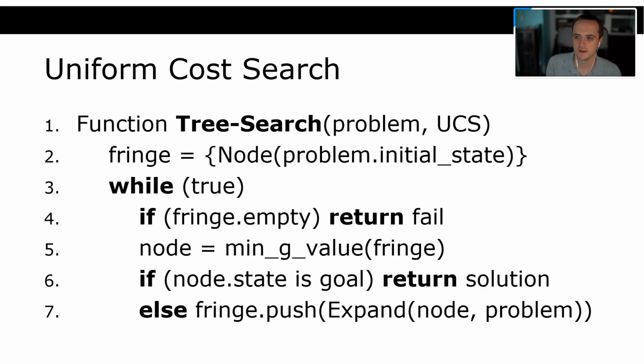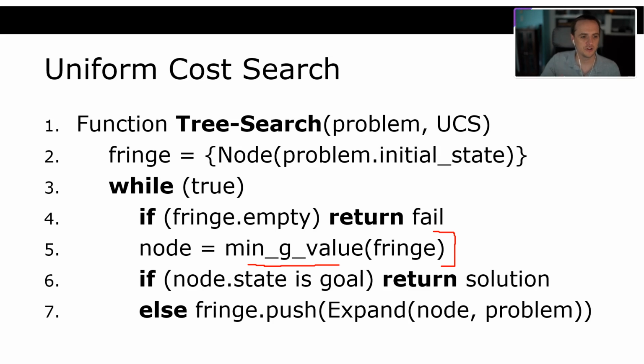So here is uniform cost search. Look at this. Look at how similar it is. We have literally just a generalized tree search, with the only difference being when we go to select a node to expand, we expand the node with the minimum G value. That's it. That's the only difference.